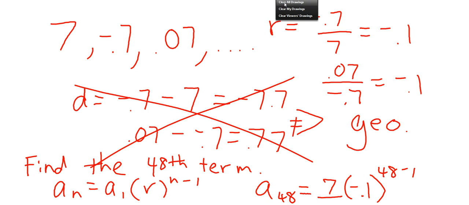Negative point... I can't do it on this calculator. Why not? Wait, maybe. Okay, I can. Negative 0.1, the y to the x button, or x to the y button, and then 47. It's so small that the calculator says it's 0. So it doesn't know how to do it. So it's a stupid calculator. Yeah, I just made a bad problem, because that number would be really small. So that's how you would do it.